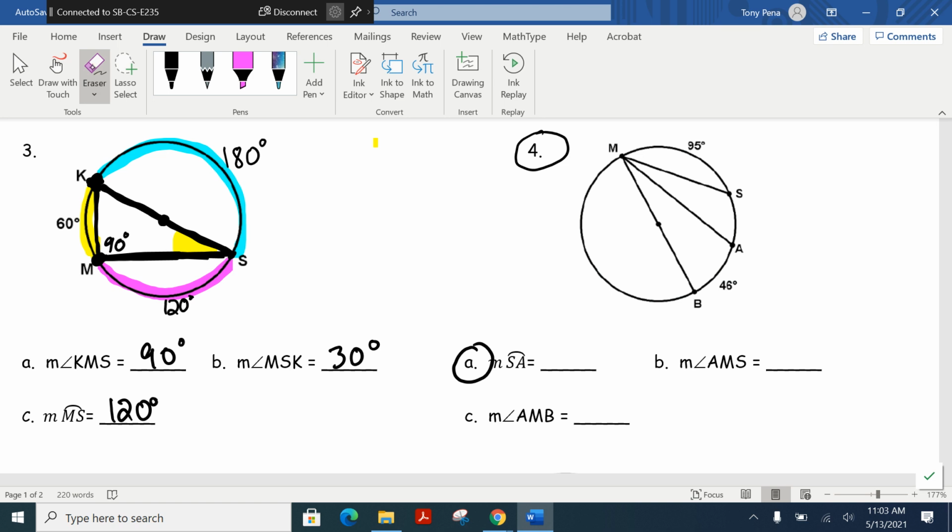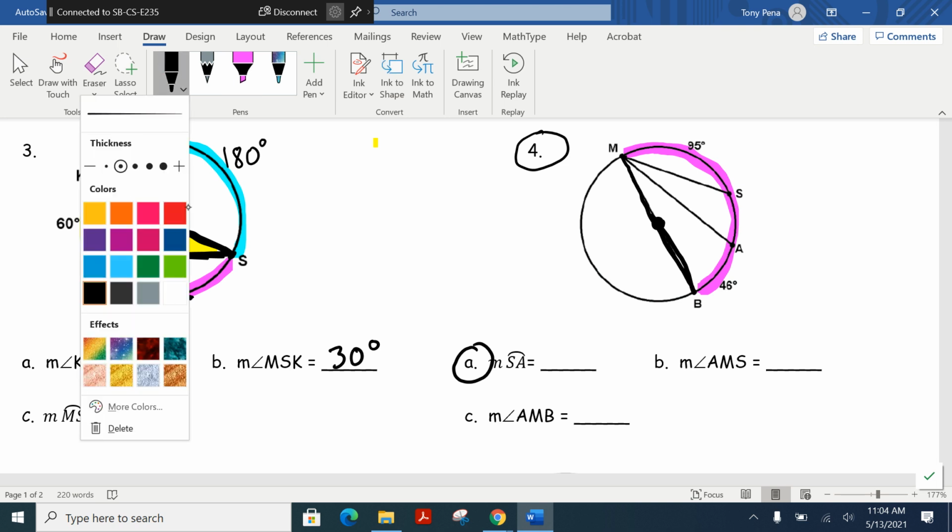Here's a little hint if you haven't gotten far yet. This segment M to B goes right through the center of this circle. So what we have to understand then is MB is your diameter. It cuts the circle in half. So what has to happen is this entire arc right here has to be 180 degrees. The whole purple section is 180.